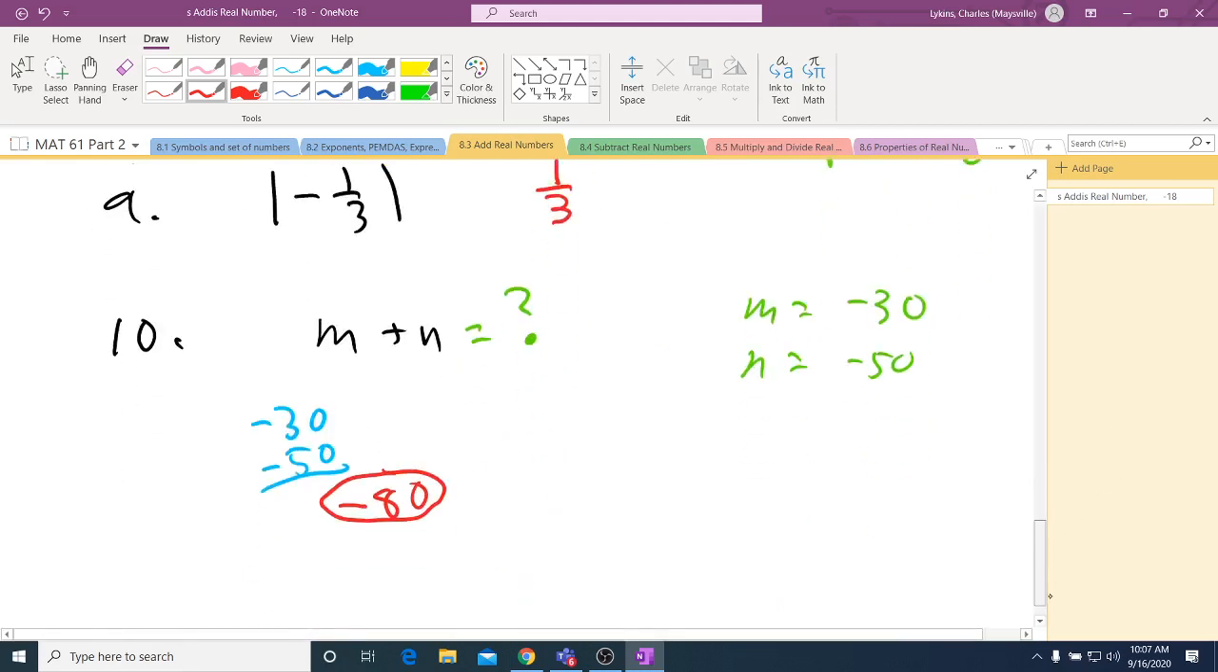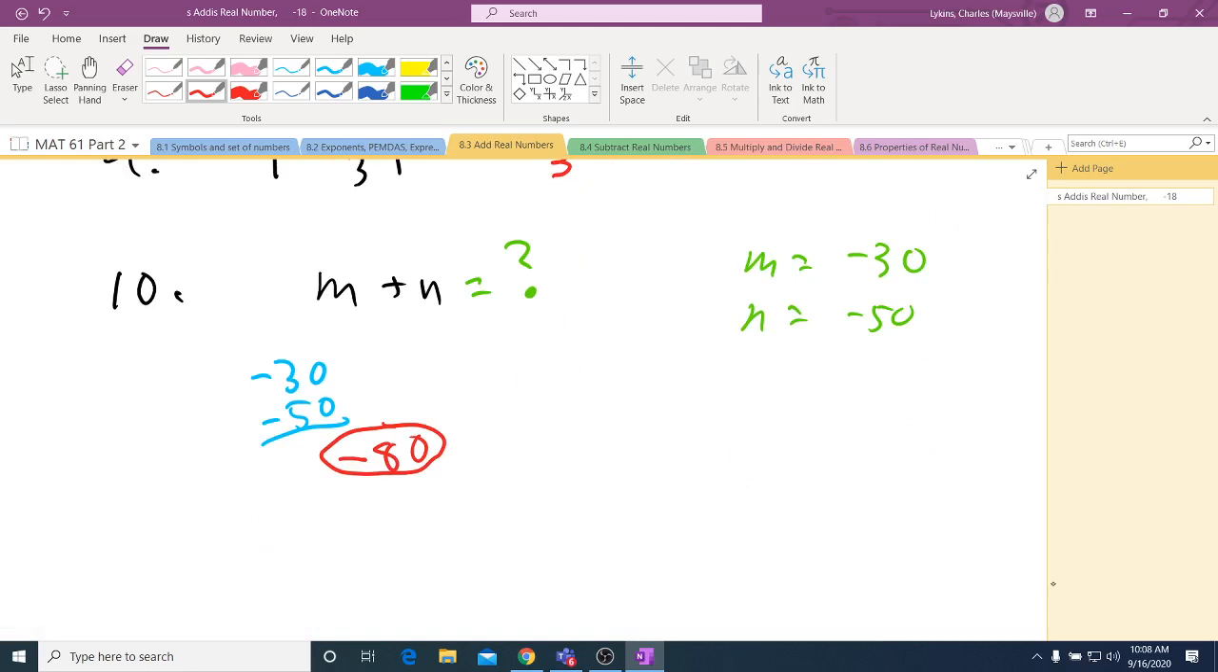So I hope this helps out with understanding adding real numbers. My next section is going to be 8.4, which will be dealing with subtracting real numbers. Thank you for listening.